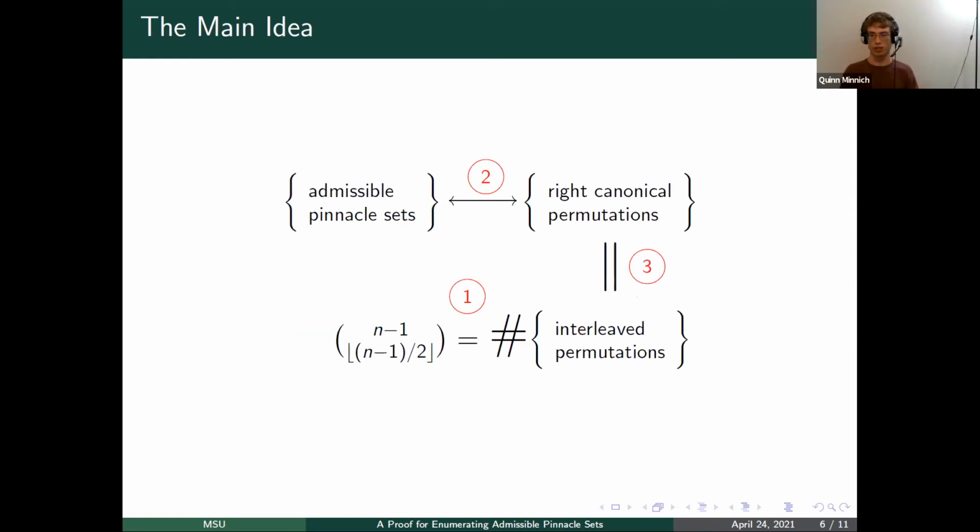So here's the overview of the bijection, and then we'll go into some details. First, I guess I should start at the bottom because that's labeled 1. We introduced this idea of interleaved permutations. I'll tell what they are in a second, but the important thing about interleaved permutations is that it's very clear that there are n minus 1 choose just about half different interleaved permutations. Then for admissible pinnacle sets, we want to choose a particular permutation that has that pinnacle set as its pinnacle set. We do this with right canonical permutations, and I'll get into what they are later. But the important thing is that there's one right canonical permutation for every admissible pinnacle set. And then as the final step, we show that every right canonical permutation is in fact interleaved and vice versa. This completes the bijection because every admissible pinnacle set will have a right canonical permutation, which is also interleaved, and then all the interleaved permutations are counted by the binomial coefficient that we want. So this is the idea, and we'll get into some details.